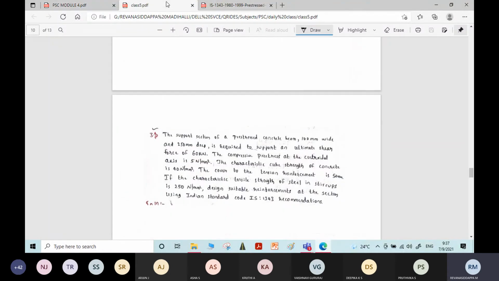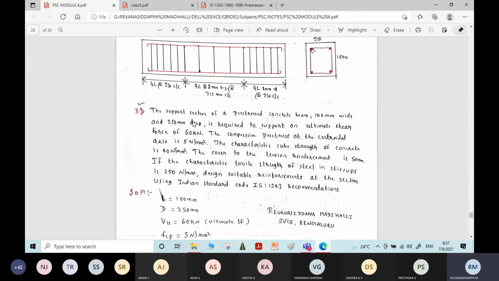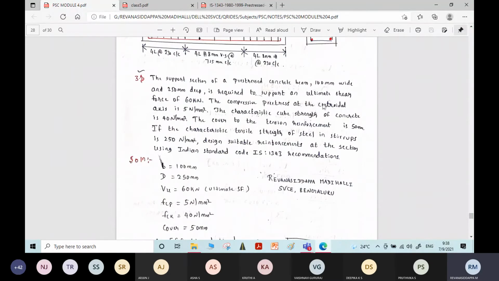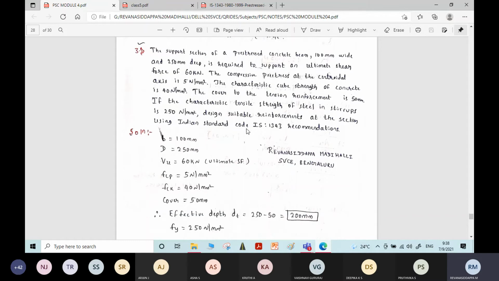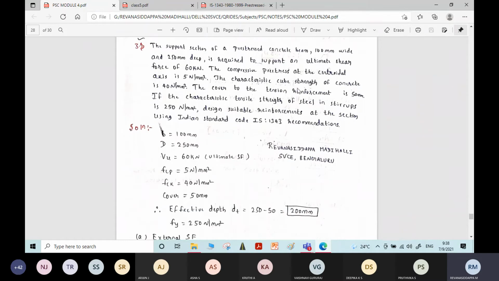Okay. It is almost similar to the first problem, I think. The support section of a pre-stressed concrete beam 100 mm wide and 250 mm deep is required to support an ultimate shear force of 60 kilonewton. Whatever the shear force given, it is ultimate shear force only, no need to multiply by 1.5. The compressive pre-stress at the centroidal axis is 5 Newton per mm square, that is FCP. Characteristic cube strength of concrete is 40 Newton per mm square. FCK is given. If FCK is known, FT you can find it.